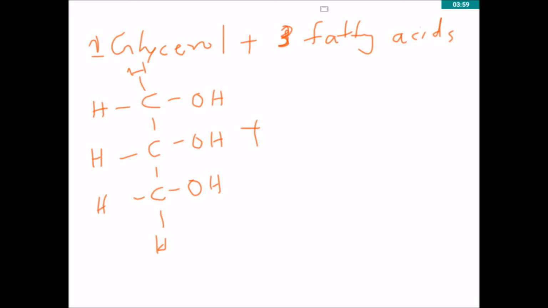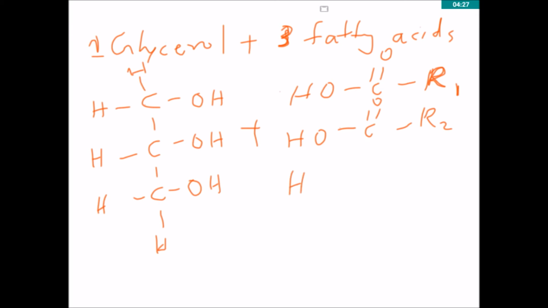Now, for the fatty acids, there should be 3 fatty acid molecules. The R group may vary in each fatty acid. So just to differentiate, I'm going to label this one R1, this one R2, and this one R3. Depending on the triglyceride that forms, the R group attached to the fatty acid will vary.